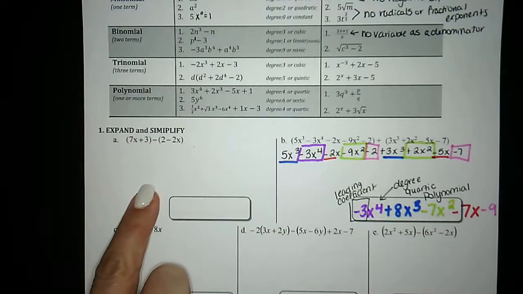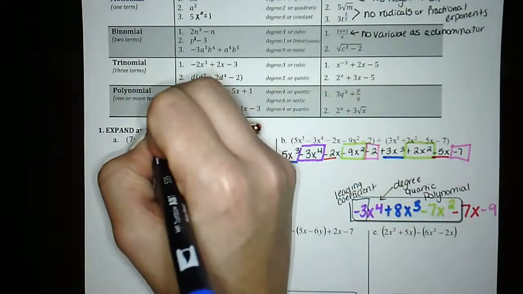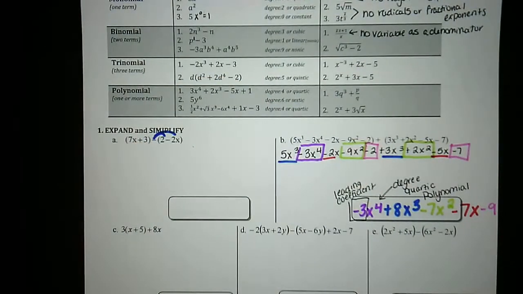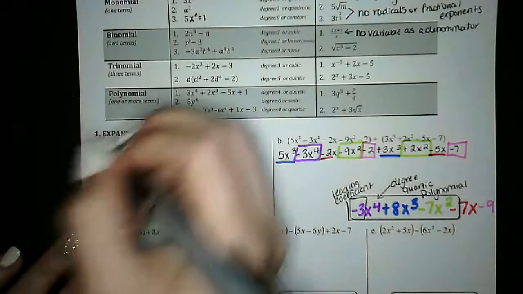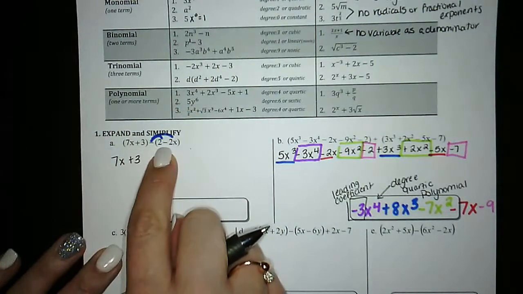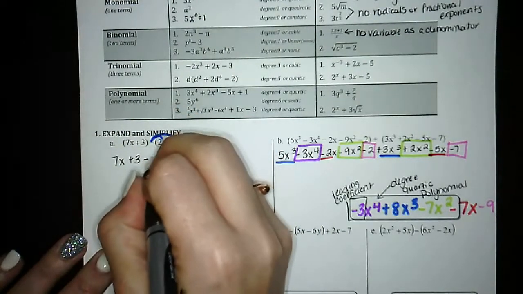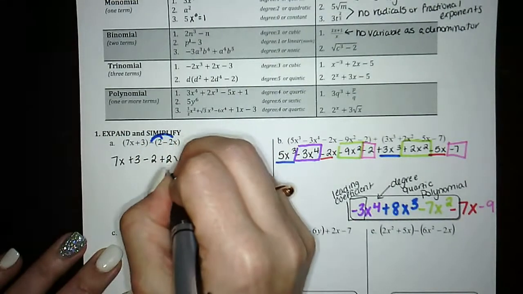So let's go back to A. We have this negative, a subtraction sign. So we're going to distribute this sign to everything behind it. So just the parentheses behind that negative. So we're going to rewrite this 7x plus 3. And then now distribute this negative. So a negative and a positive makes it a negative 2. Negative and a negative makes it a positive 2x.